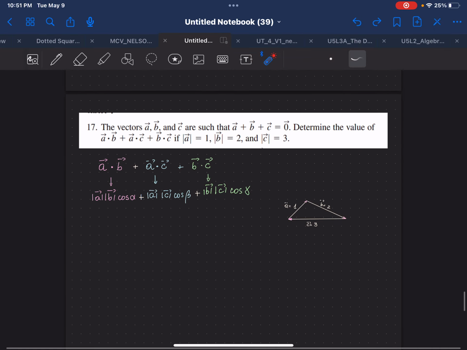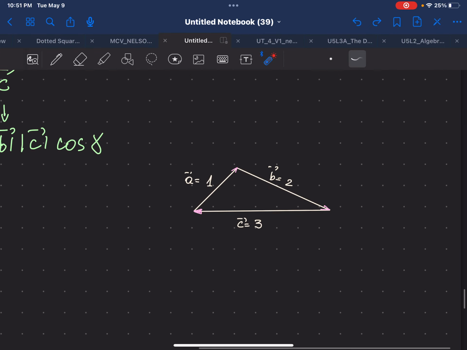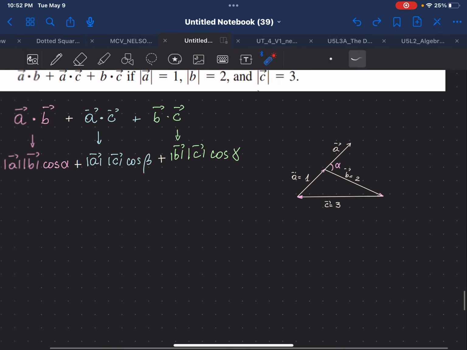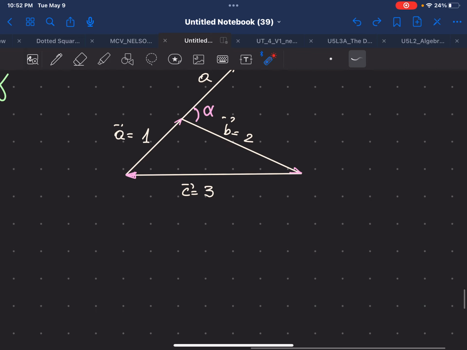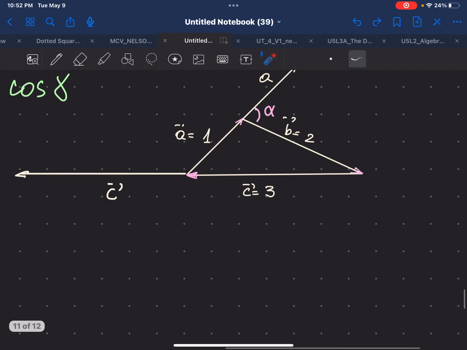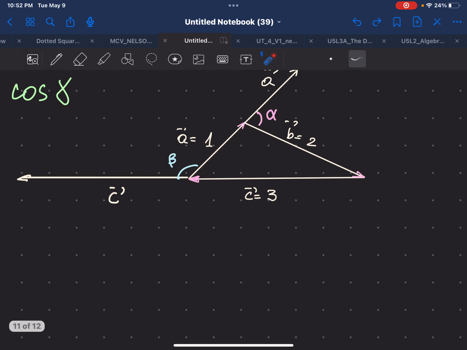Well, angle alpha is the angle made between vectors A and B. So what that means is that we need to bring vector A with the tail at vector B so that we can see the angle alpha. So here is the vector A with tail at B, and here is the angle alpha. Now, angle beta is the angle made between A and C, which means that we have to bring A and C tail to tail. So if this is the vector A, then we bring the tail of C at the tail of A, and this would be the angle beta.